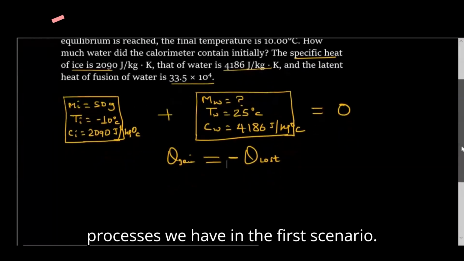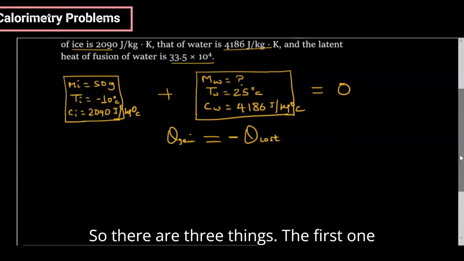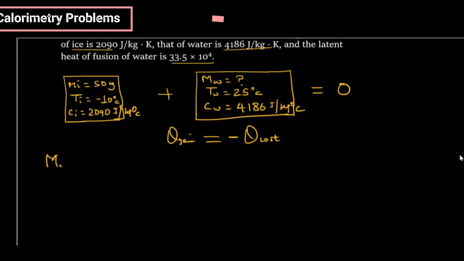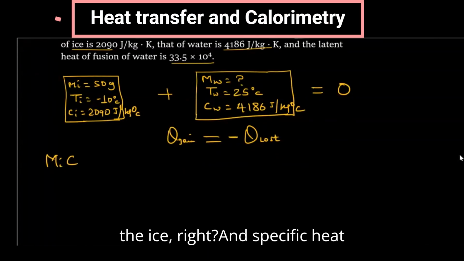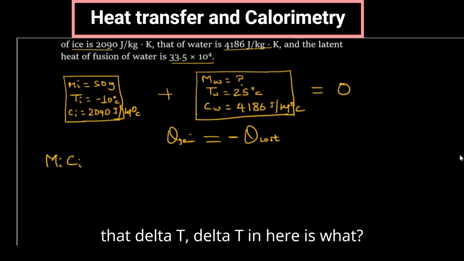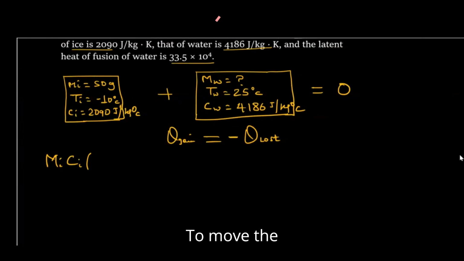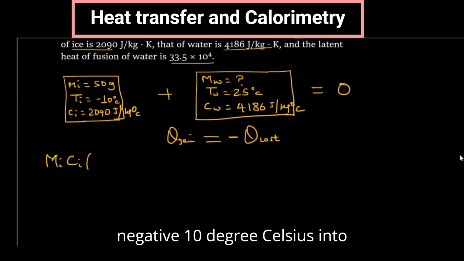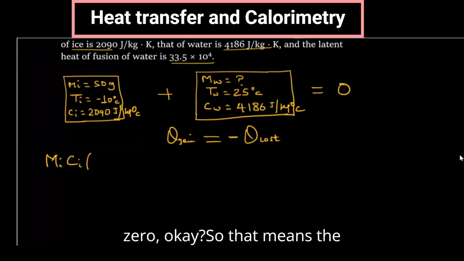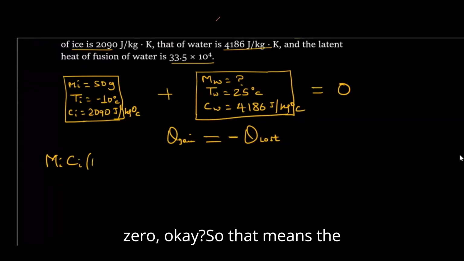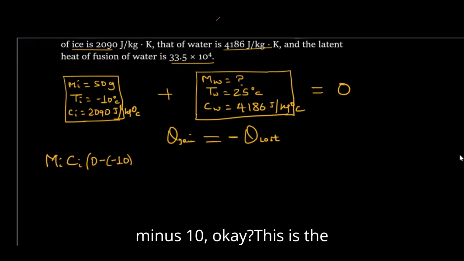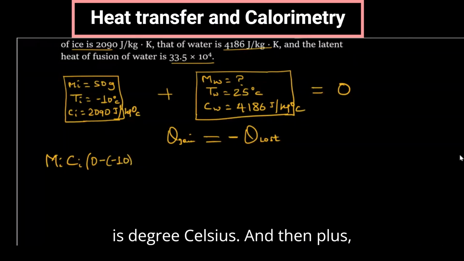Now what we have to do next is recognize what's going on, how many processes we have in the first scenario. So there are three things. The first one is the mass of the ice, the specific heat capacity of the ice, and then delta T. Delta T in here is to move the negative 10 degrees Celsius to zero. So that means zero minus negative 10 degrees Celsius. This is the first one.